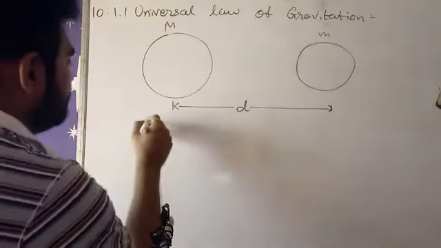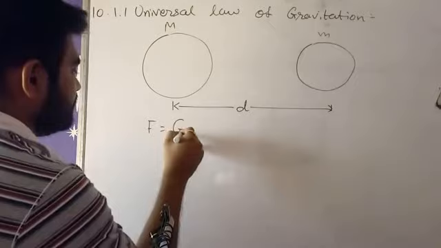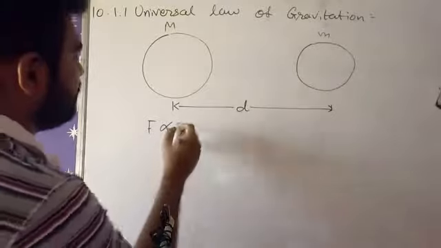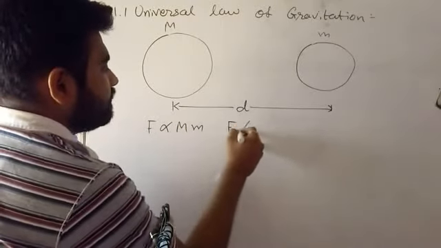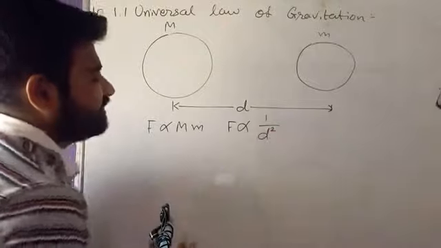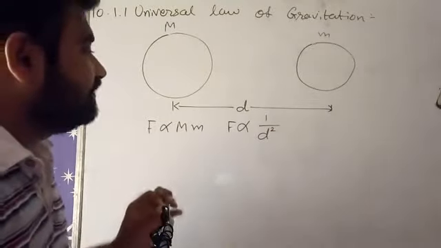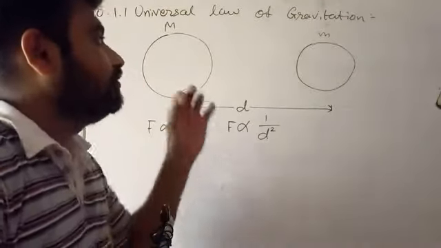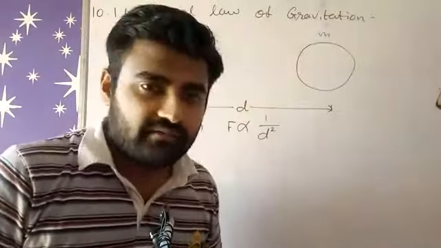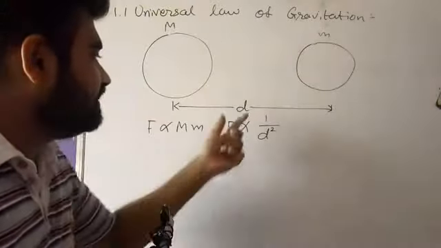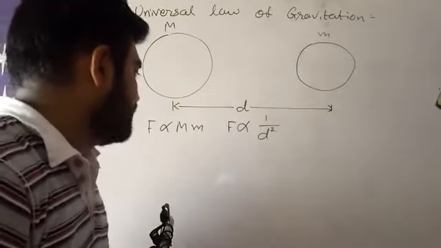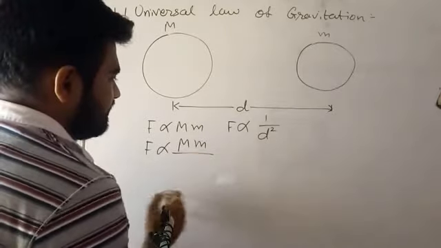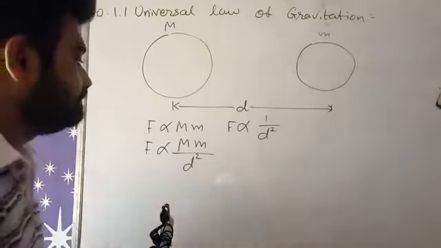Then the gravitational force between these two spheres will be F is equal to G. Actually, force will be proportional to the multiplication of their masses and inversely proportional to the square of the distance between them. So what is the law of gravitation? Again, I am repeating myself. The gravitational force is directly proportional to the multiplication of the masses and inversely proportional to the square of the distance between them. If we combine these two terms, we get F proportional to the multiplication of mass divided by the distance square between them.